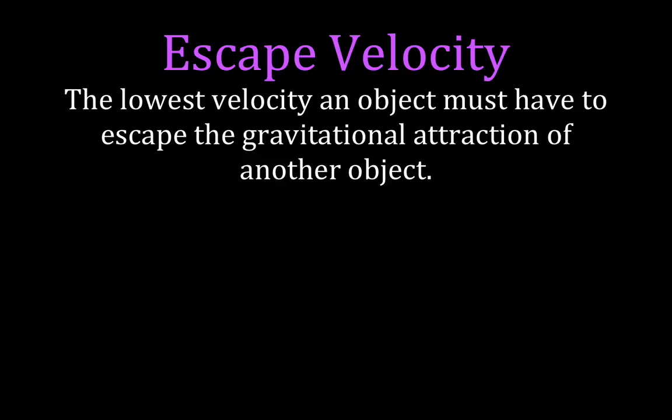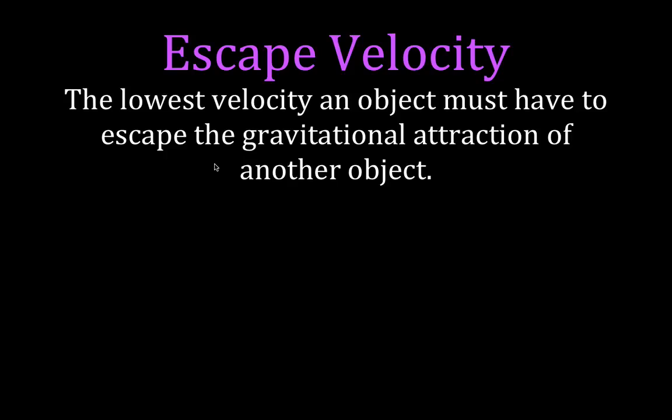Okay, escape velocity is the lowest velocity that an object must have to escape the gravitational attraction of another object. And really, it's the lowest initial velocity. So we're going to take something and project it, apply a force to it, and give it some initial velocity, like when we kick something or shoot something or launch a rocket up into the air. What's the lowest velocity that it could have initially at the surface of the Earth and still escape the gravitational attraction of the Earth, for example, or of the other object?